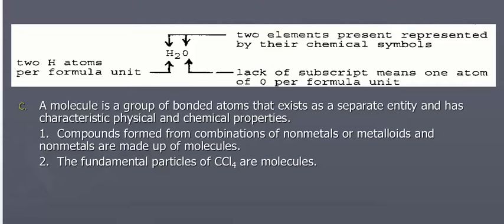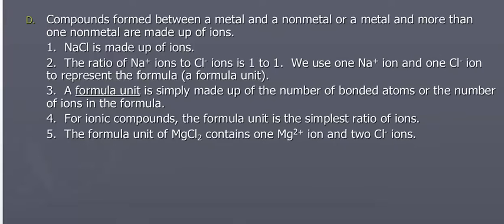A molecule is a group of bonded atoms that exists as a separate entity and has characteristic physical and chemical properties. Compounds formed from nonmetals are made up of molecules. So the fundamental particles of CCl4 are molecules because carbon and chlorine are both nonmetals. Compounds that are formed between a metal and a nonmetal are made up of ions. So for example, NaCl is made up of ions, and the ratio of sodium ions to chloride ions is 1:1.